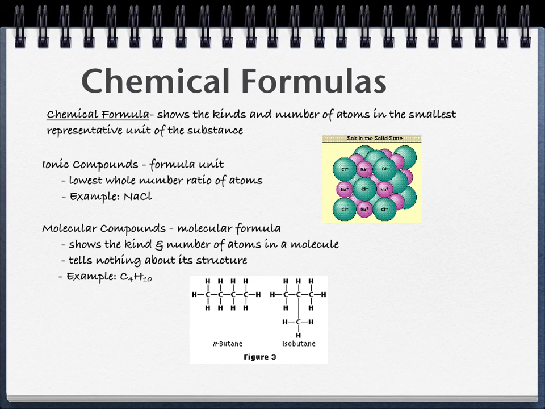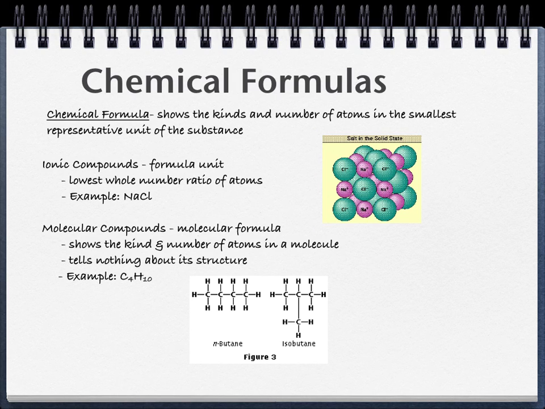Because it doesn't matter what size piece of salt I have, I'm always going to see a ratio of 1 sodium for every 1 chlorine. And that's referred to as a formula unit. Unlike a molecular compound, which has a molecular formula. A molecular formula tells us the kind and number of atoms in a single molecule of this compound. Now, a molecular formula doesn't tell us anything about its structure.